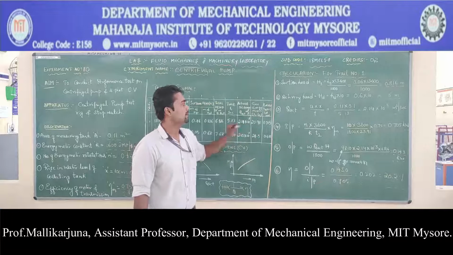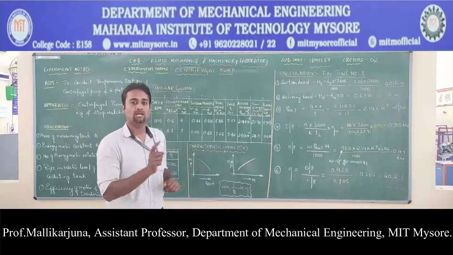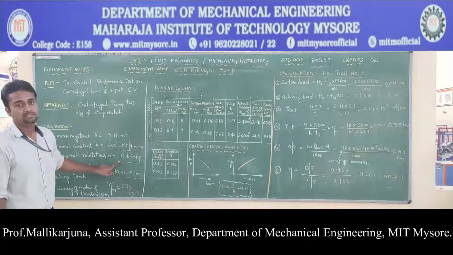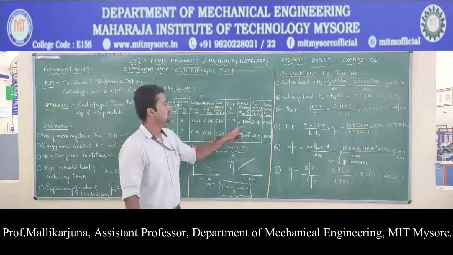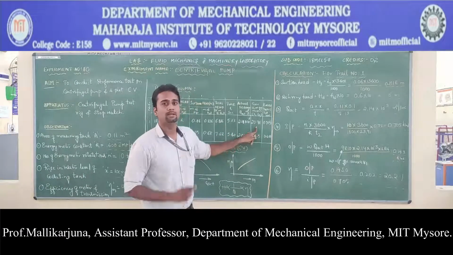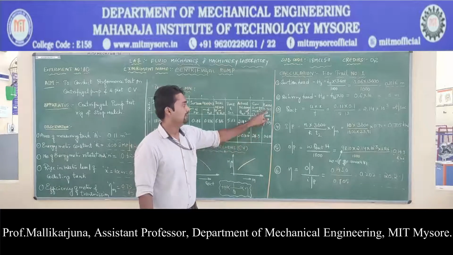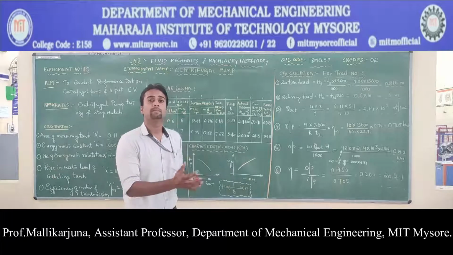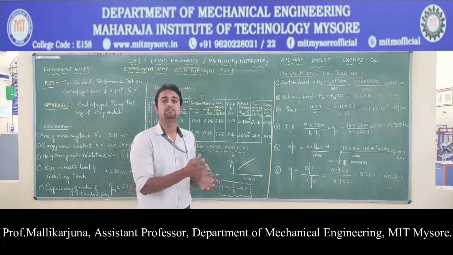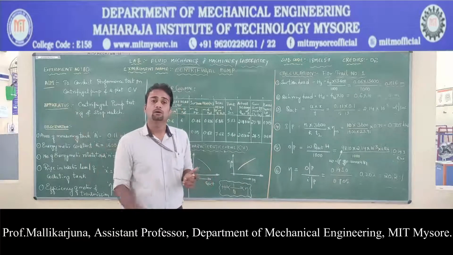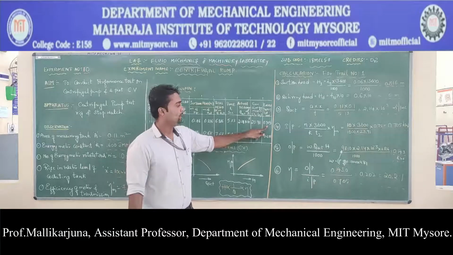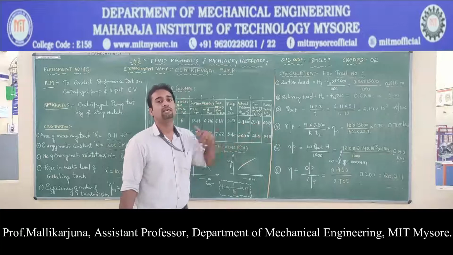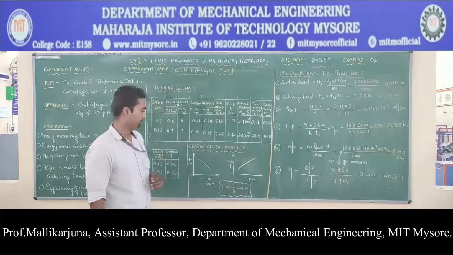Time of energy meter rotations, we have fixed it as 10 blinks. So for 10 blinks, this is the amount of time taken by the energy meter. This is the energy input by the motor to the pump, because pump is a device which converts mechanical energy into fluid energy. So the motor supplies this much amount of electrical input to the pump.